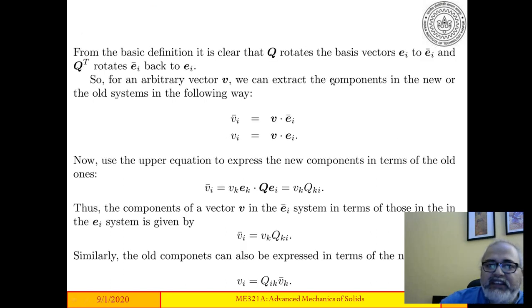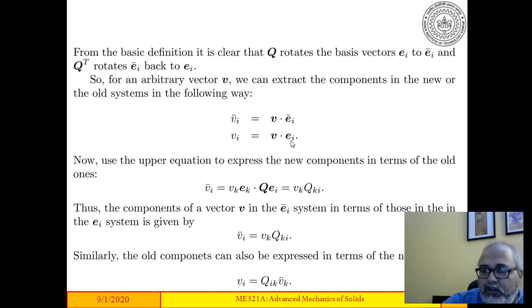Now, from the basic definition, let's say how the components of a vector V transform with Q. So we want to find the new components of vector V with respect to the old components. The new components are Vi bar, which is given as V dot Ei bar. This is how we extract components of a vector in a particular direction. So Ei bar is the direction, and Vi bar are the components.